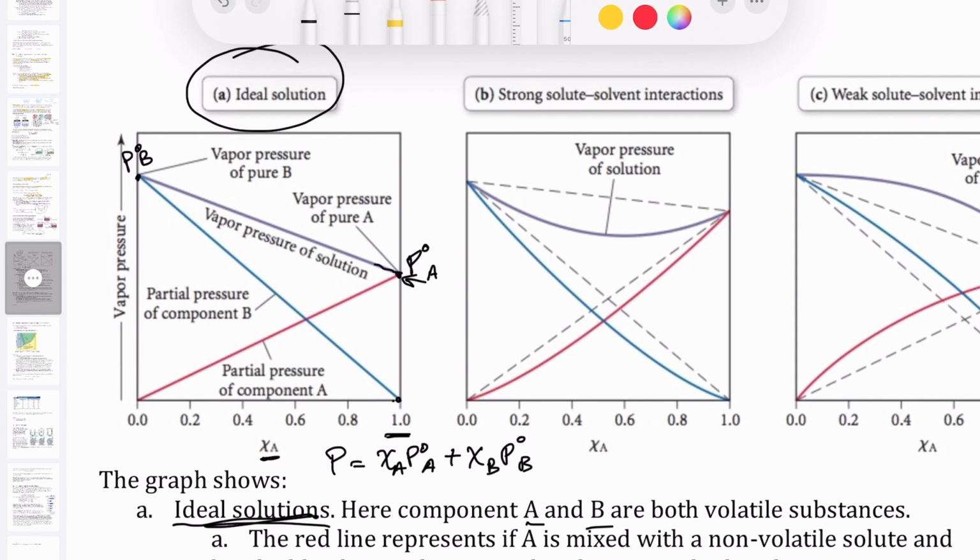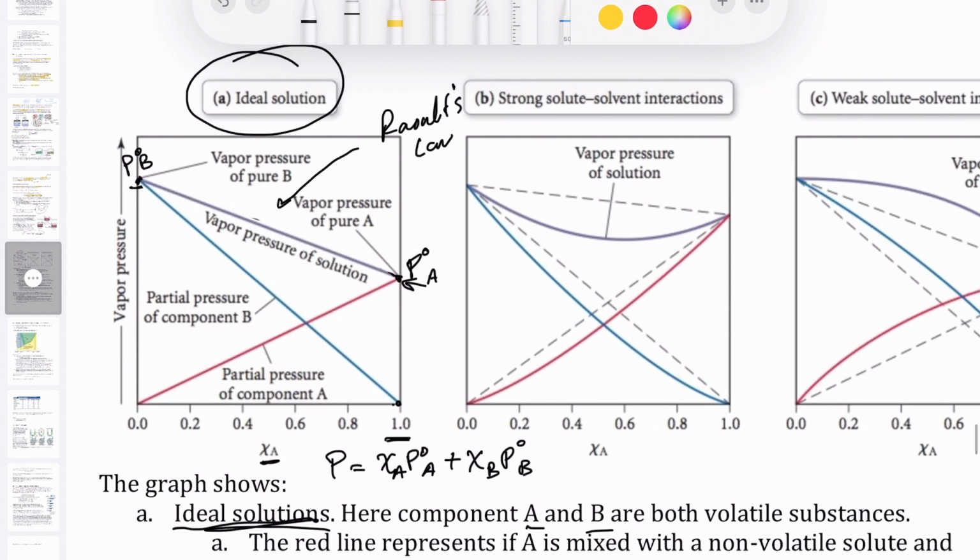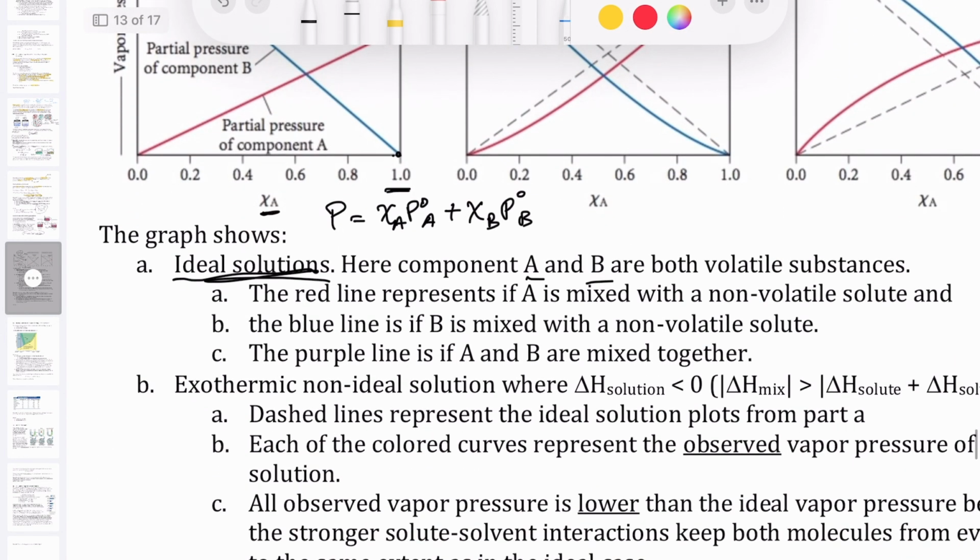So then you get this blue line that eventually becomes equal to pure B when there's no A around, right? But that purple line that I just had there is basically the line that corresponds to Raoult's law, okay? So that's for an ideal solution. Now, what happens when you have a deviation? Well, it depends on the kind of deviation you have.